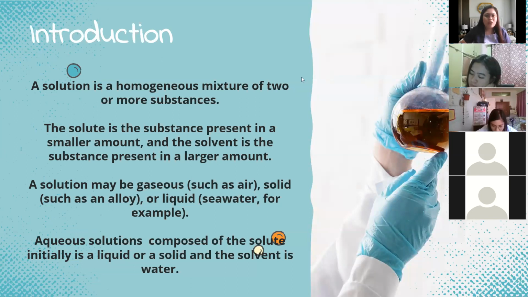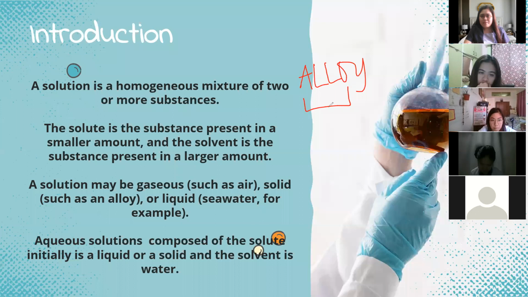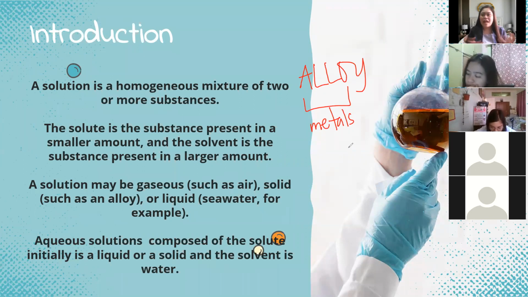Anyone here who knows what an alloy is? What does alloy mean? Or if you can give me an example of an alloy, then that's okay. Anyone here who knows an example of an alloy? Let me change the color of my pen. An alloy, class, is a solid solution. So what is an alloy? Alloys are mixtures of metal, ma'am. Okay, very good. Alloys are mixtures of metals. So these are metals that are mixed together.